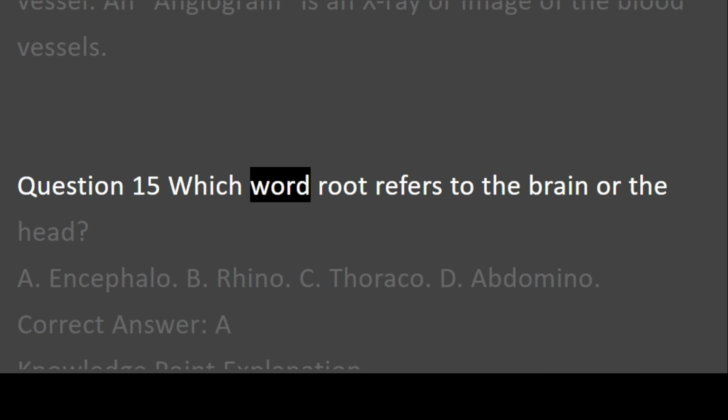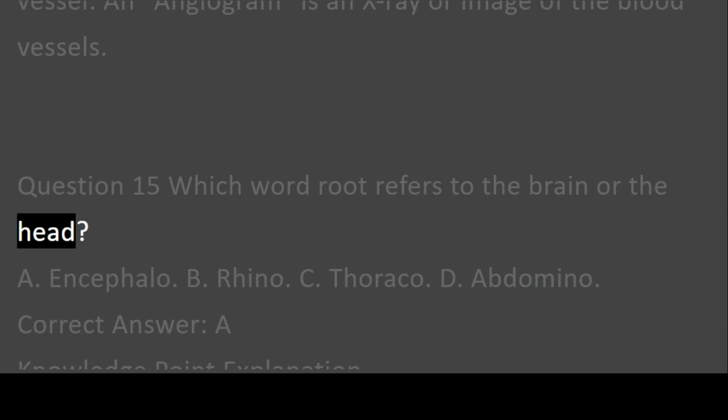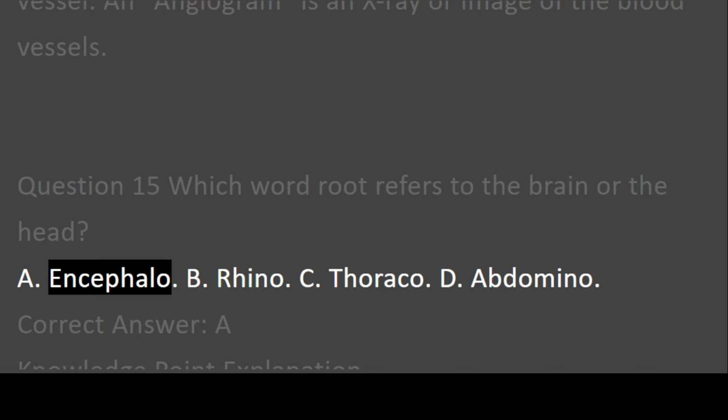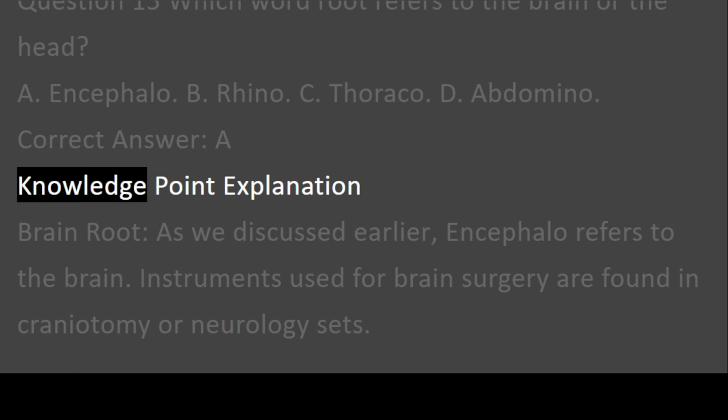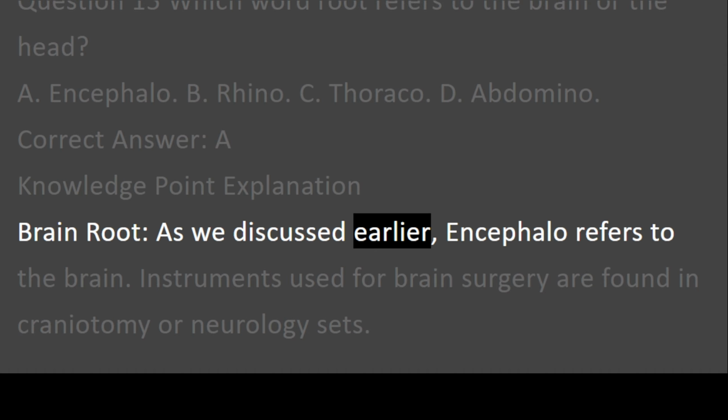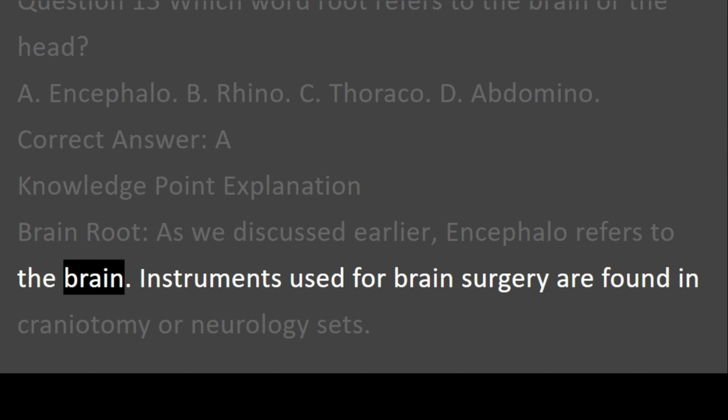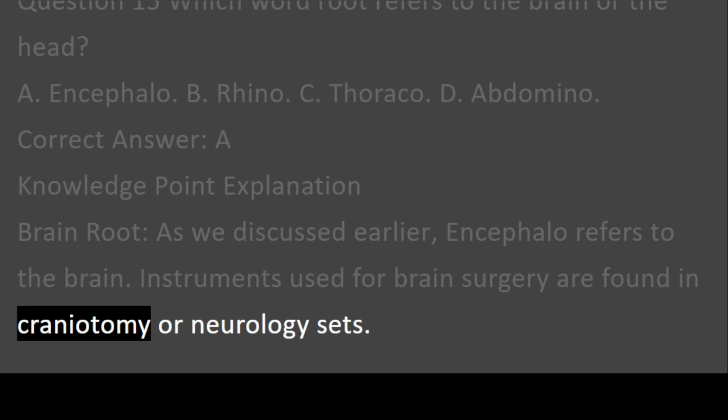Question 15. Which word root refers to the brain or the head? A. Encephalo. B. Rhino. C. Thoraco. D. Abdomino. Correct answer, A. Knowledge point explanation. Brain root, as we discussed earlier, encephalo refers to the brain. Instruments used for brain surgery are found in craniotomy or neurology sets.